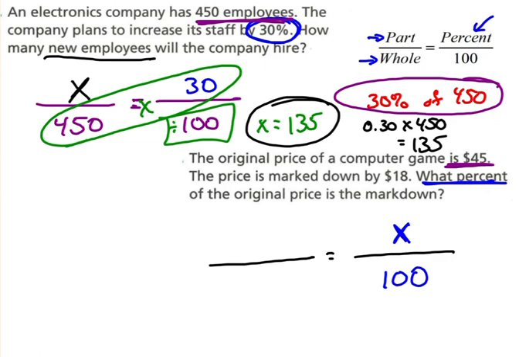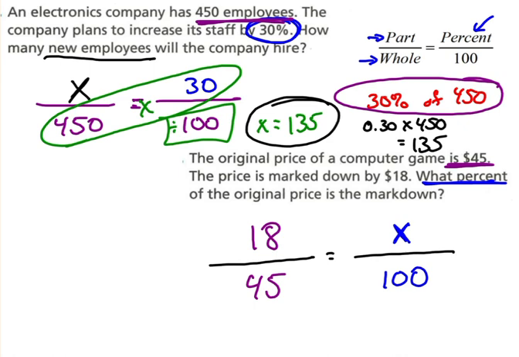Now, I know the word is there, okay? But in a word problem, we can't just go by where is and of is because they're pretty common words in word problems. So it says the original price is $45. That means that's the whole price. That's my whole amount. It's marked down by $18. 18 is just part of the price. It's the small amount they're taking off of our price. So that's going to be my part.